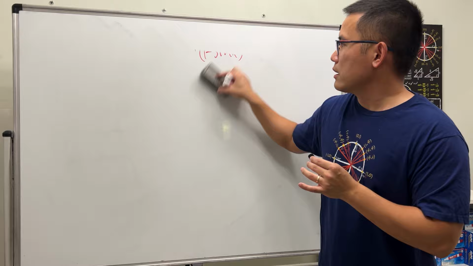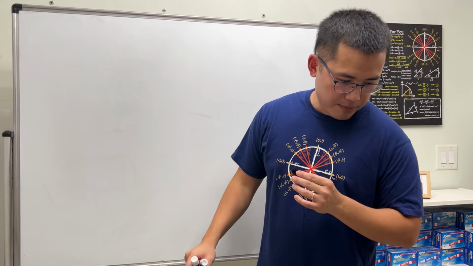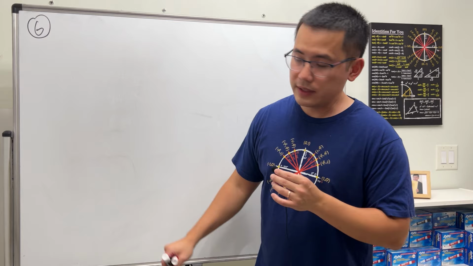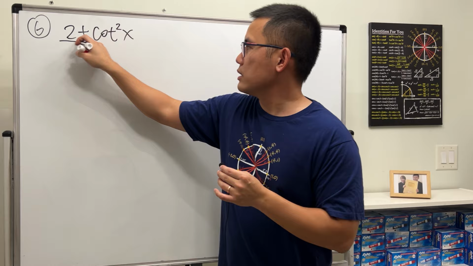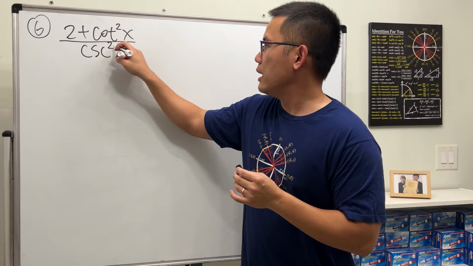So number 5, now continue. Here we have number 6. We are looking at 2 plus cotangent squared x over cosecant squared x, and then here at the end we also have a minus 1.